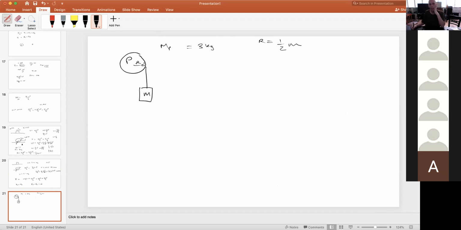This block is hanging by a string that's wrapped around the edge, and it's enough string that it can fall, and it's going to fall 2 meters, okay? So this thing's going to fall 2 meters down. And what we need to know is, if the mass of the block is 10 kilograms, first, what is the acceleration? And then from that, we need to figure out what is the velocity when it hits the 2-meter mark.